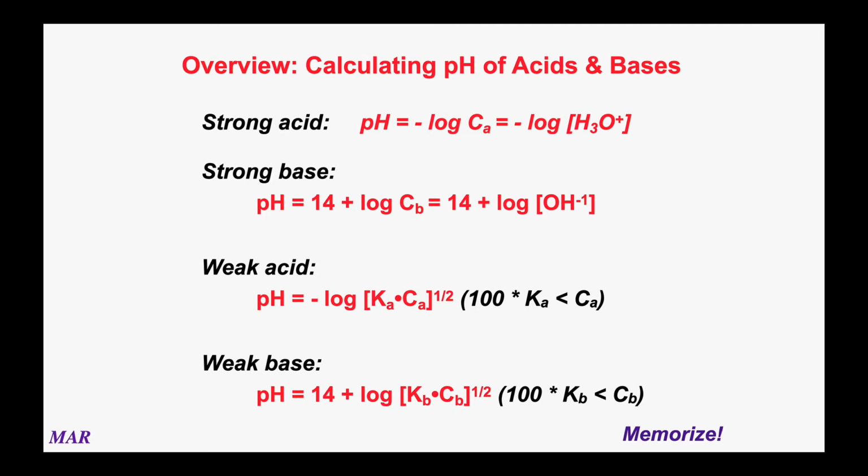Now for weak acids and weak bases, if you can use 100 times K less than C, then pH is minus log square root Ka times Ca for the weak acids, and for the weak bases, as we saw, pH equals 14 plus log square root Kb times Cb. Those only work again if 100 times K is less than C.